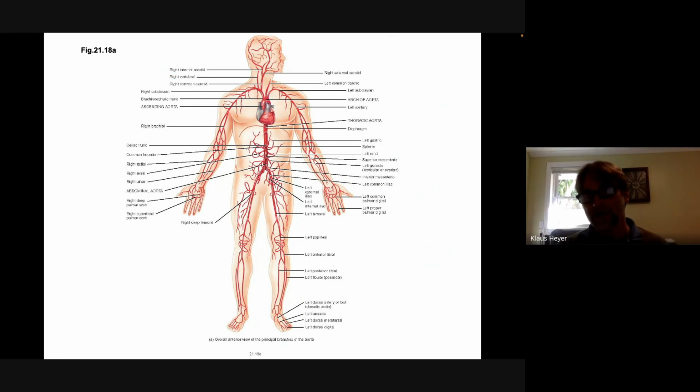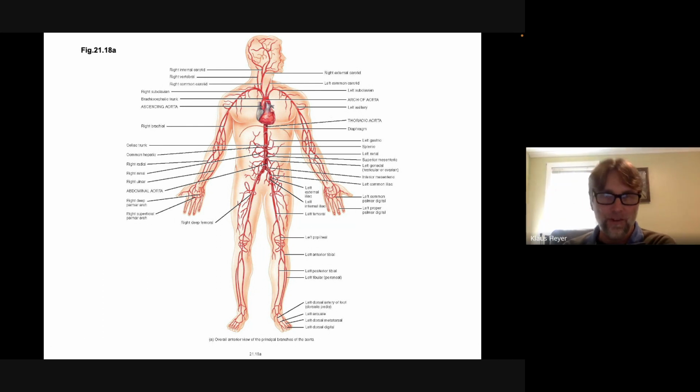And then you follow it down behind the heart, and then here's the aorta. You can call it descending or thoracic. It's the aorta, and you see all this stuff branching off of it, right? So you see renal arteries, gastric arteries, celiac arteries, celiac trunk, hepatic arteries. All these things are branching off of it.